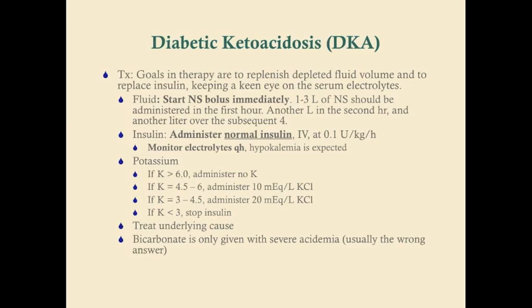And you're going to use normal insulin here. Normal insulin is a short-acting insulin. It doesn't work as quickly as Lispro or Aspart, but it works much more quickly than NPH or Detemir or Glargine. So you're using normal insulin for DKA, and it works relatively quickly, and you're going to dose that at 0.1 units per kilogram per hour.